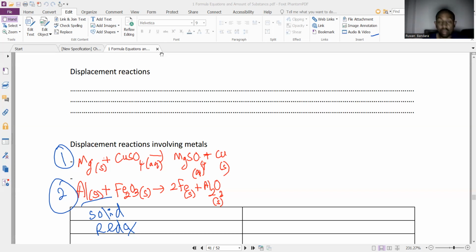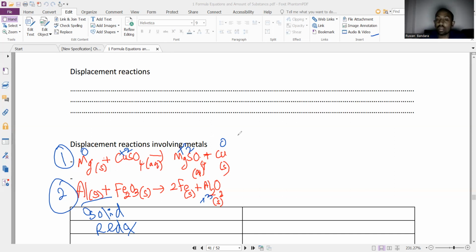So what I'm telling is always try to go with oxidation numbers. So here magnesium 0 to +2, whereas copper +2 to 0. So redox reaction taking place. Clear? Yes. Okay. So in the next one, aluminium 0 to +3, whereas iron +3 to 0. Is that clear? Yes. Okay.